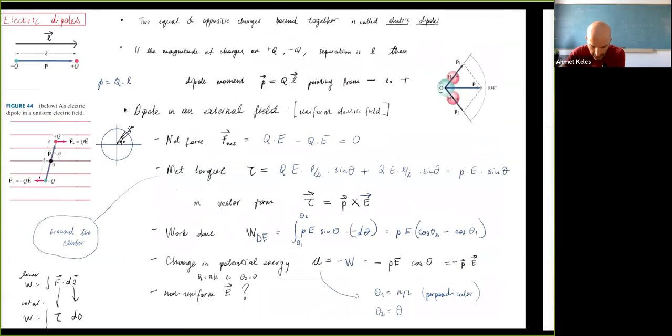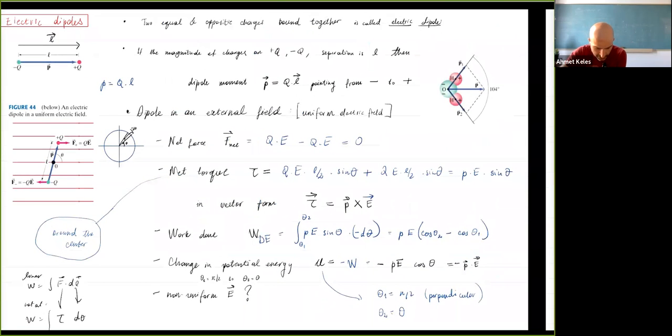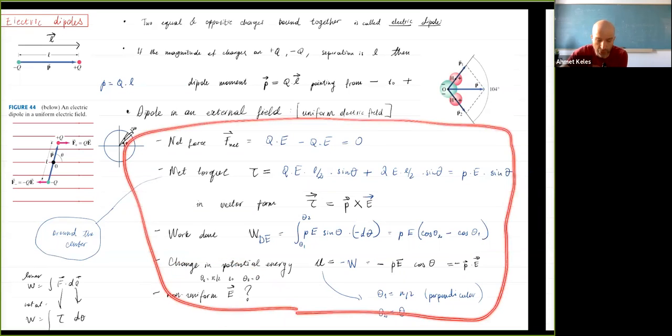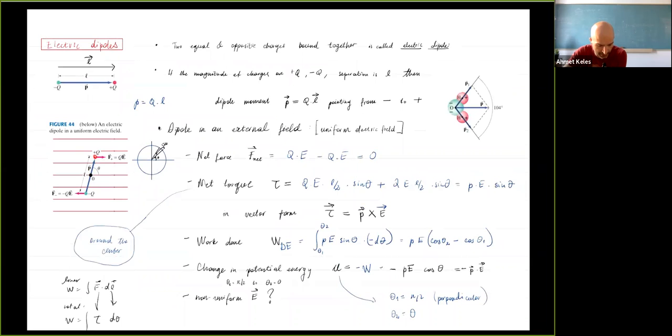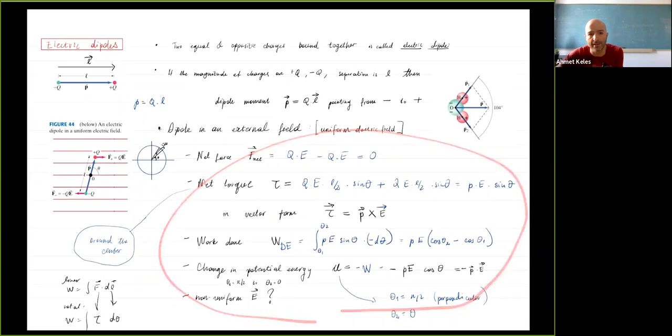And I want to point out, this whole thing is for a uniform electric field. If your electric field has any inhomogeneity, if the electric field here is different from here, you have to keep an integral in all of these expressions. But I think we are not going to do that in this class.